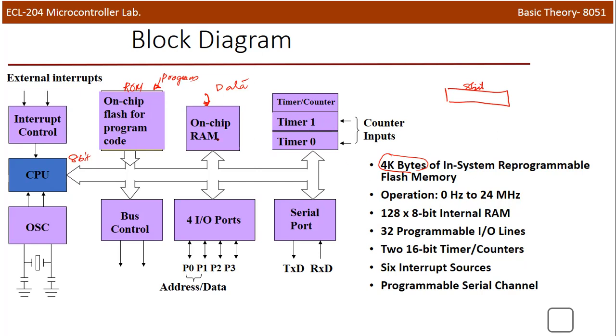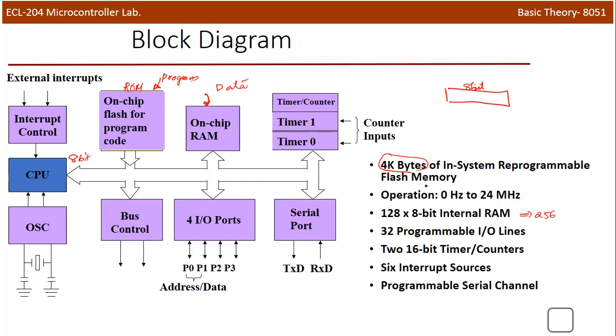When we discuss on-chip RAM, the data memory size is 128 bytes. There are only 128 locations. The internal RAM size is 128 into 8, meaning each location can hold 8 bits. So a total of 128 locations are available. Sometimes we also mention 256 bytes, 256 locations, but the general purpose RAM is only 128. The other 128 is special purpose. So usually we mention the RAM size as the general purpose size, that is 128, but some others mention 256.